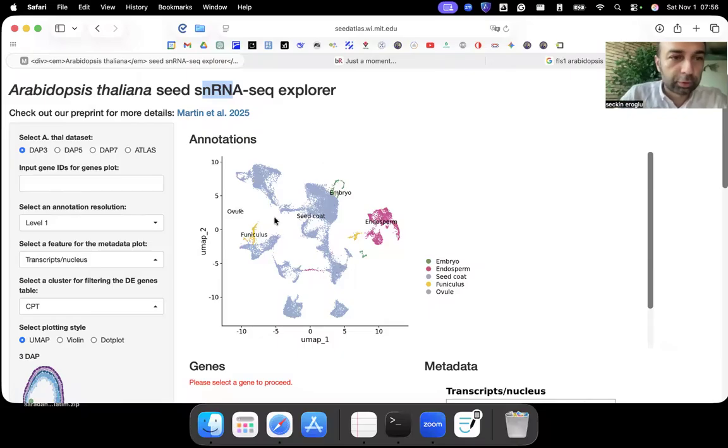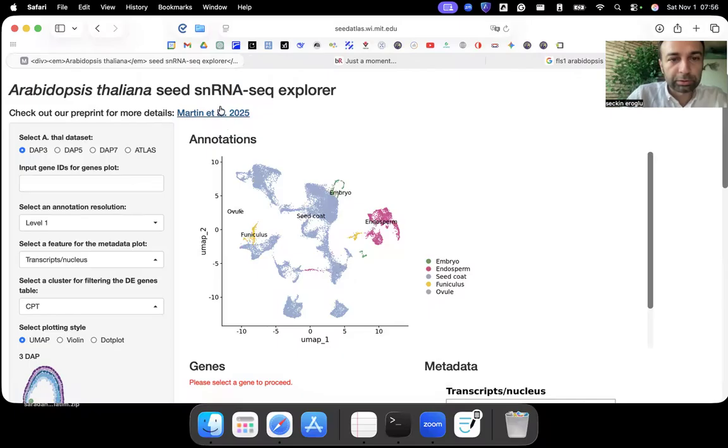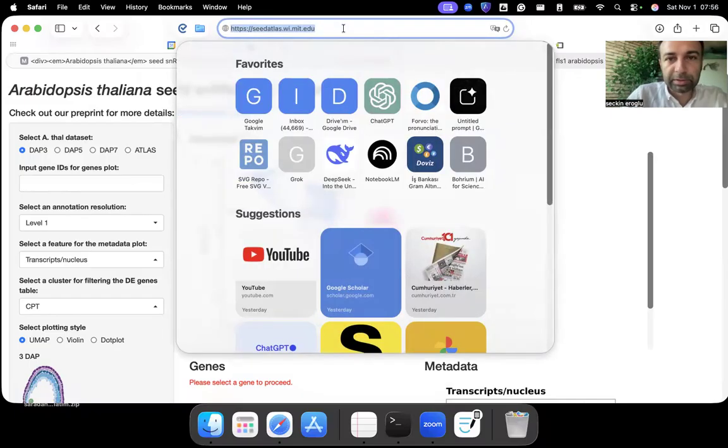Here is how to look for your gene's expression using the publicly available single cell sequencing data. There are already a few websites, but this one is the latest. I think it came like a week ago. Now it's 2025 November. It came like a month ago, maybe. So it's from this article, if you want to read the article. So this is the website.